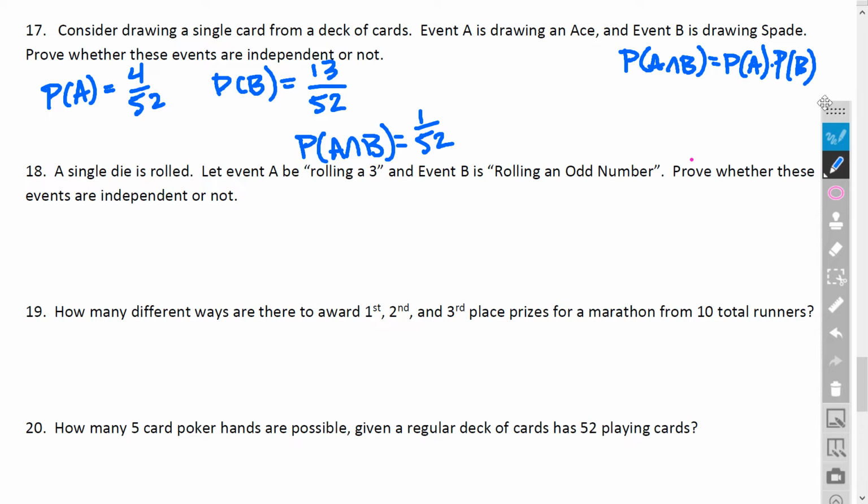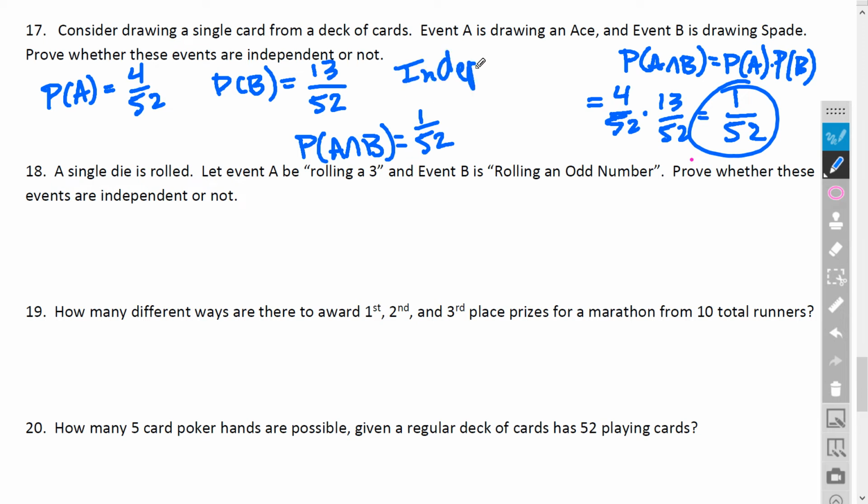Now let's see if this formula calculates the correct probability. So probability of A, 4 over 52, multiplied by the probability of B, 13 over 52. And this actually does give us 1 over 52, which is the probability of them both occurring. So these are independent events. Drawing an ace has no effect on drawing a spade, and vice versa.